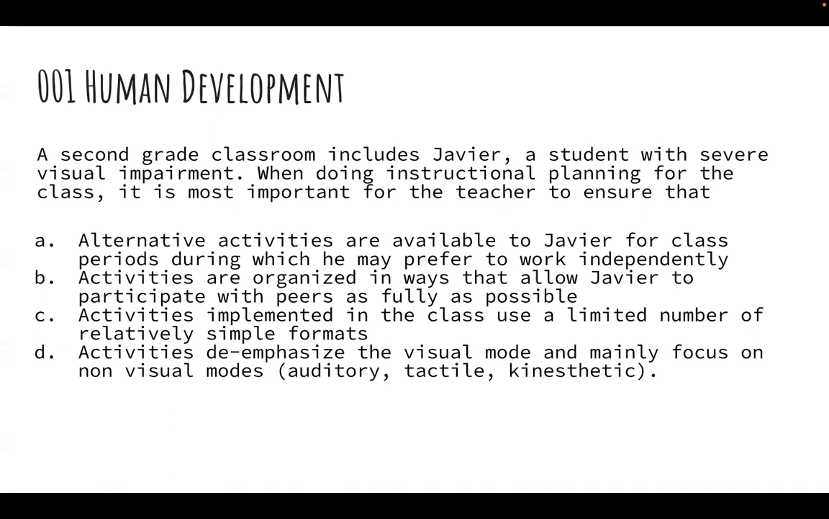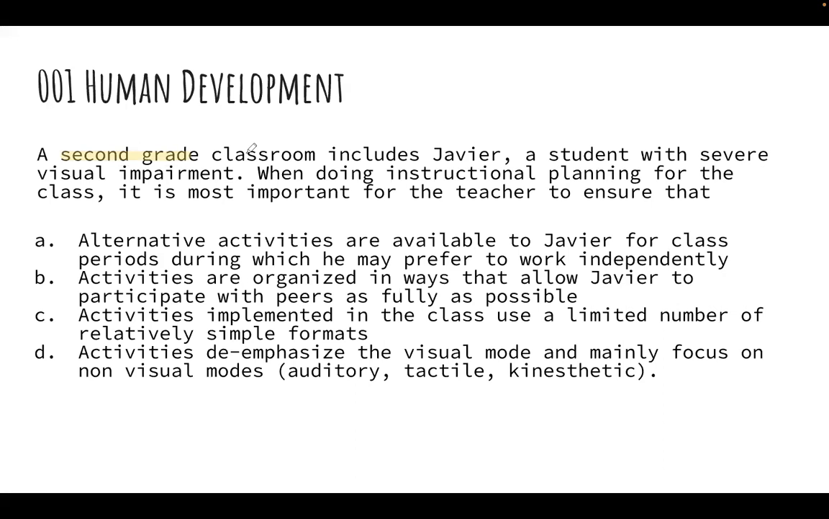A second grade classroom includes Javier, a student with severe visual impairment. When doing instructional planning for class, it is most important for the teacher to ensure that, okay, what keywords and phrases do we need to pay attention to? Second grade. Second grade. Anytime there's a grade level, we want to at least take it into consideration and measure it against our answer choices. Use that as a means of process of elimination. What else?